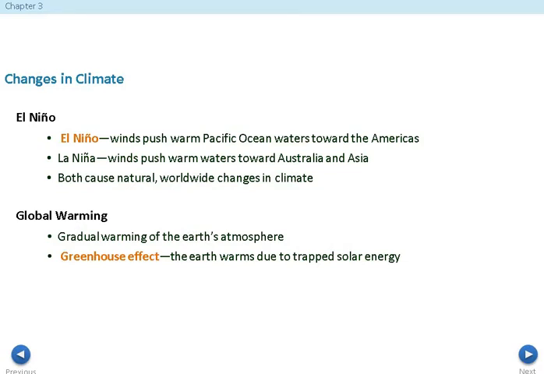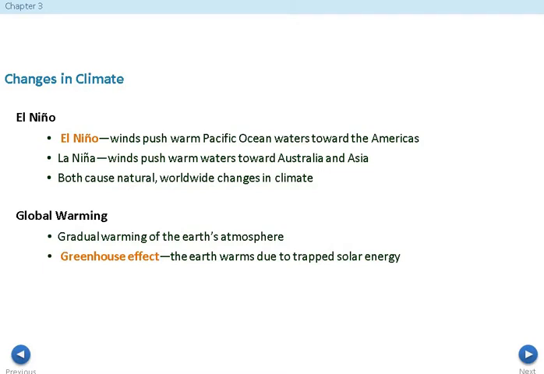La Nina is when winds push warm waters towards Australia and Asia. Doesn't affect us as much as El Nino because, of course, we're in the northern hemisphere. But what we see is that El Nino and La Nina are going to cause natural and worldwide changes in climate. Again, it could be warmer, it could be colder. One of the effects of El Nino sometimes that we've seen is that when an El Nino is done, it actually is going to cause the climate to get colder.